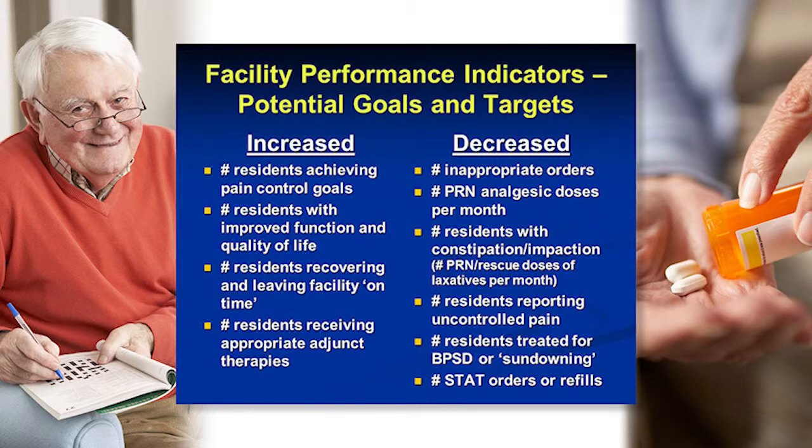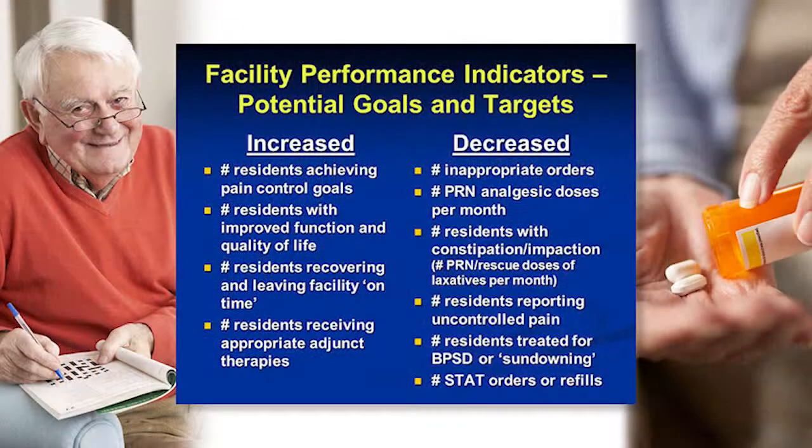We should see a decreased number of residents with constipation or impaction, or a decrease in the number of emergency laxative orders and PRN orders that are being used. So again, if an individual is seeing an increased number per month of PRN milk of magnesia or enemas or something like that, that's an indication they're not on a good regimen for laxation. We should see a decreased number of the patients that are reporting uncontrolled pain. That's certainly a link to quality of life there.